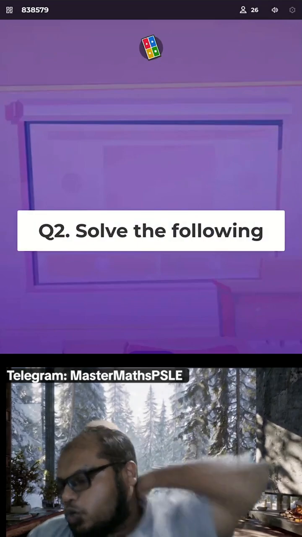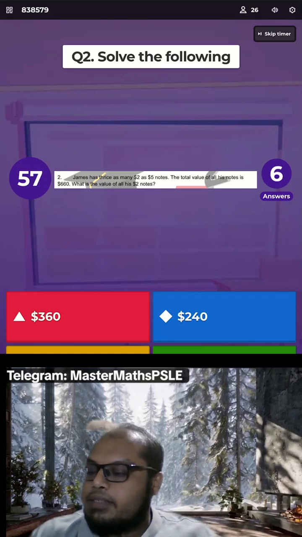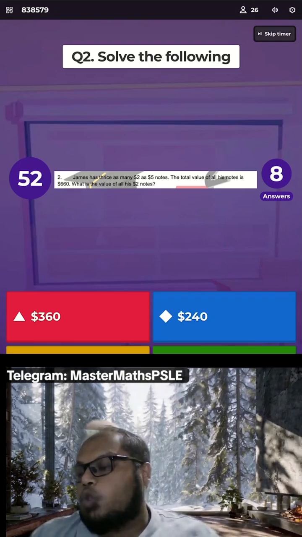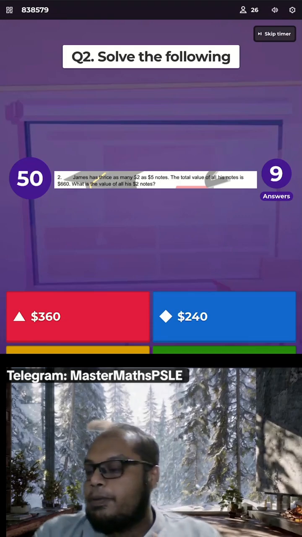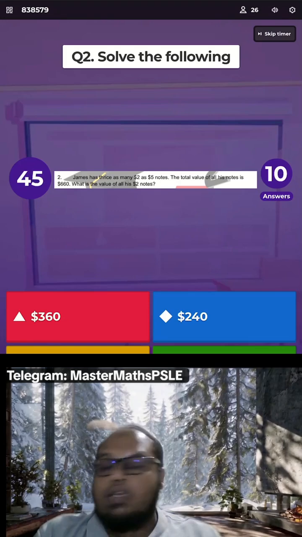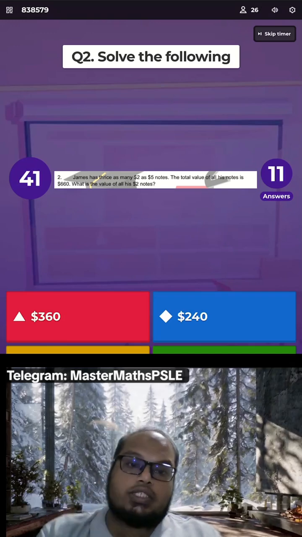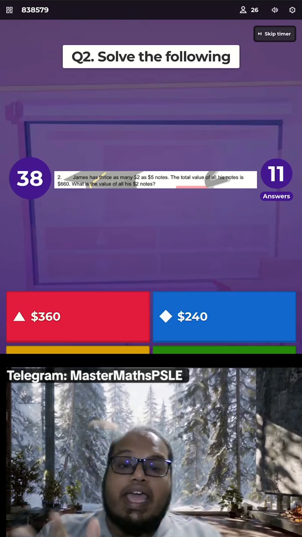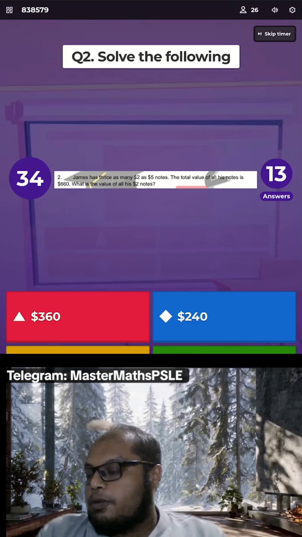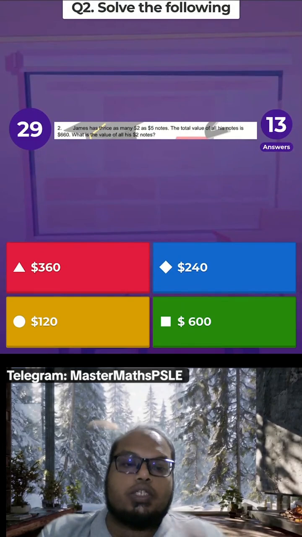Okay, now question 2. James has twice as many $2 as $5 notes. Total, they give you the total again. Total value of all his notes is $660. What is the value of all his $2 notes? So they're asking only the value of the $2 notes.